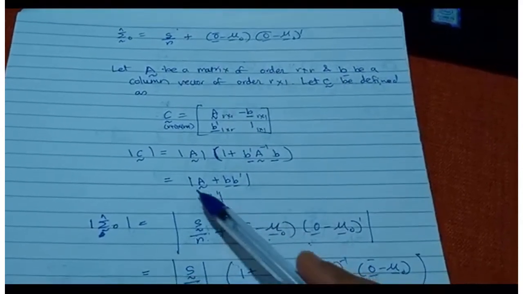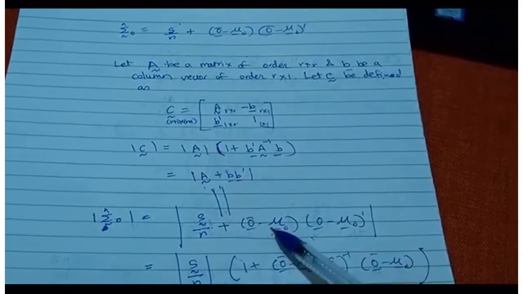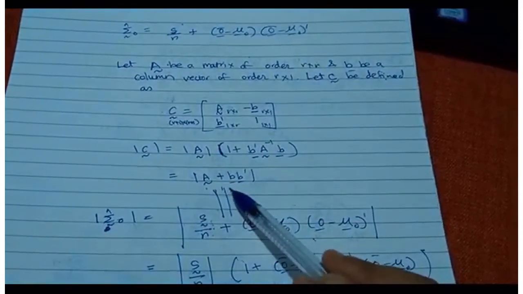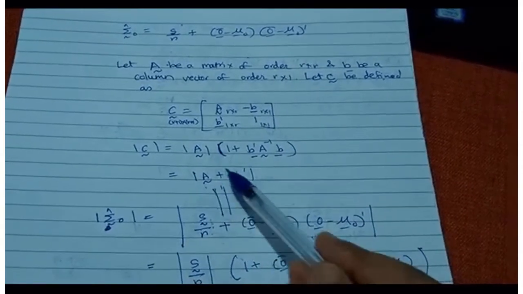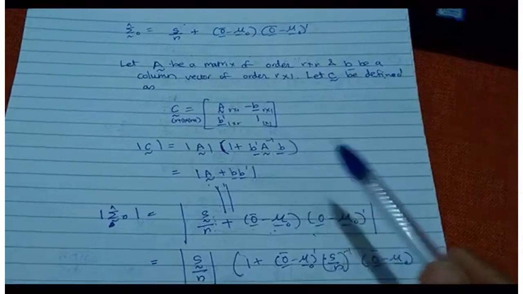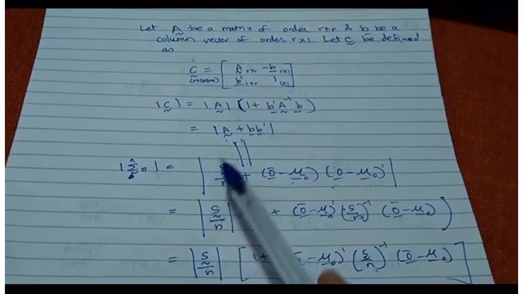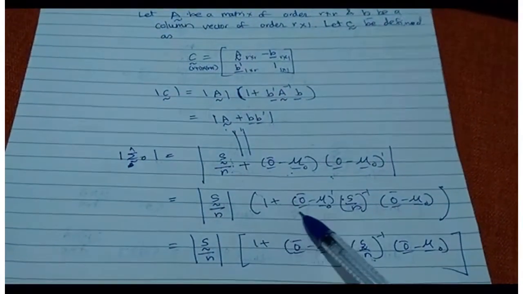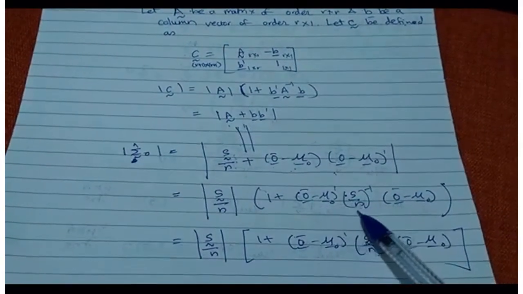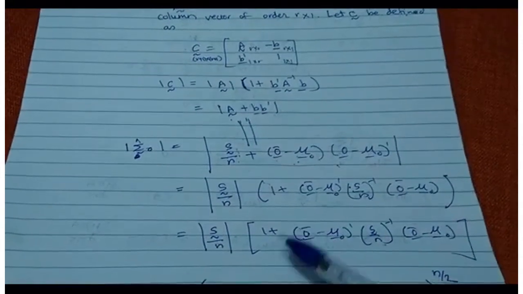And this form is nothing but this second row. So if I put A equal to S by N and B equal to O minus mu, then this is exactly the same equation. So I know that this can be written in this way also. So that is what we will do. So we will write this as determinant of S by N, coming from the first step over here, into 1 plus O bar minus mu naught prime S by N inverse O bar minus mu naught. Okay. So this is what we have written over here.